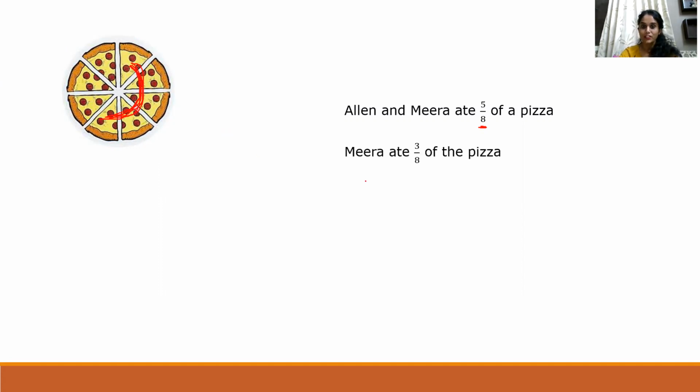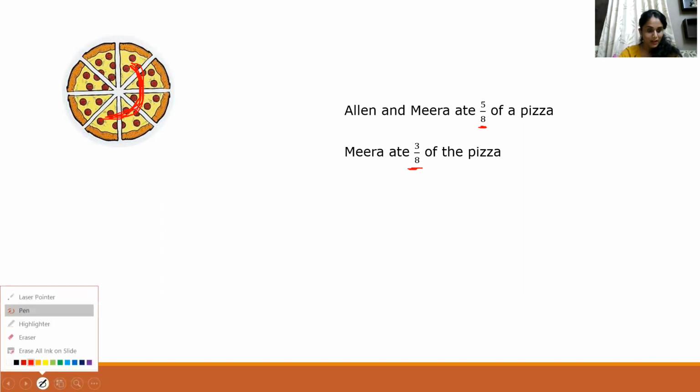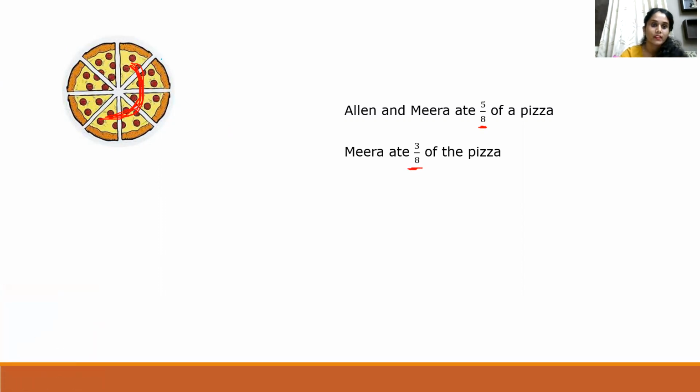The question tells us that Mira ate 3/8 of the pizza. Let's mark that with a blue color. So the 3 pieces which are eaten by Mira, we are marking with the blue color. So how many pieces are remaining now?